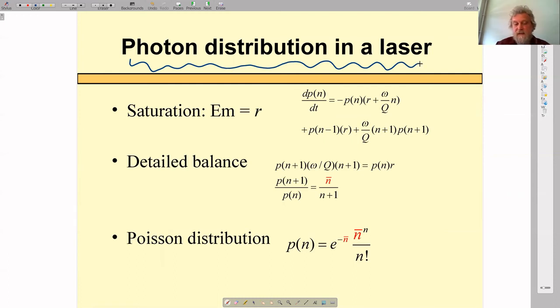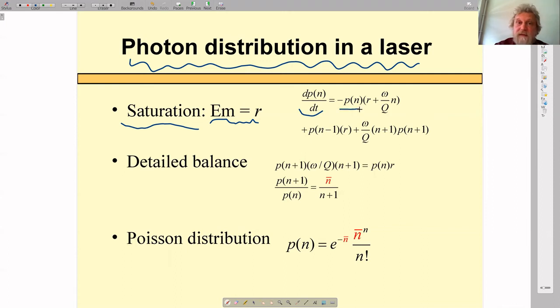So to this end, first I turn to a simple limit. I will assume a saturated laser, so it is close to 100% efficiency. And I will write the master equation for the probabilities of the number of photons.